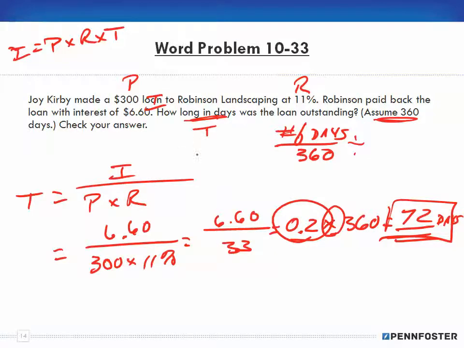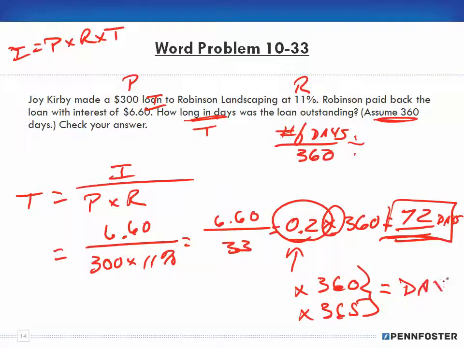So whenever you're in these situations, just remember that when you're being asked the time period, you're going to come out with a number, but you have to multiply it by either the 360 or the 365 in order to get the number of days.